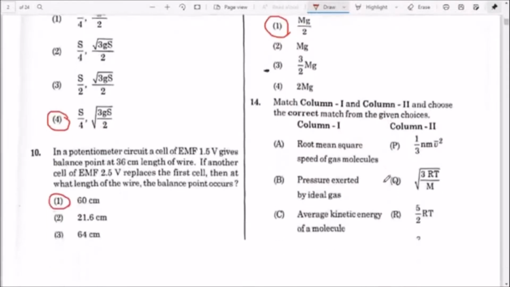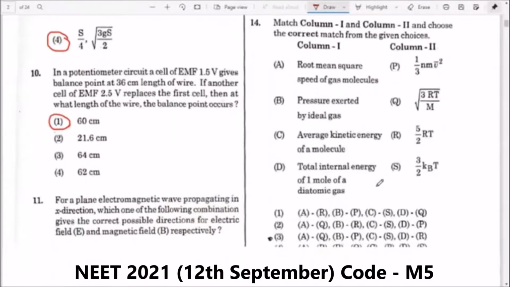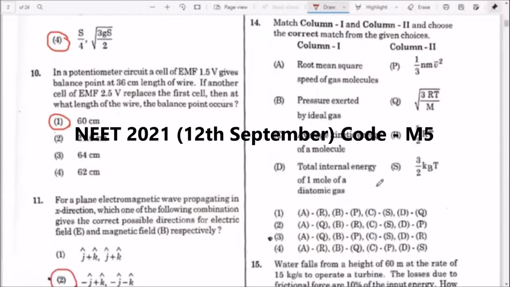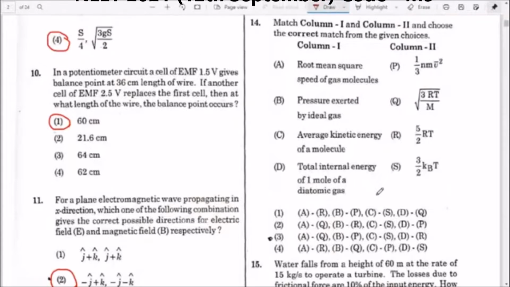Next, question number 14. Match column 1 and column 2 and choose the correct match from the given choices. So root mean square speed of gas molecules, pressure exerted by ideal gas, average kinetic energy of a molecule, total internal energy of 1 mole of a diatomic gas.